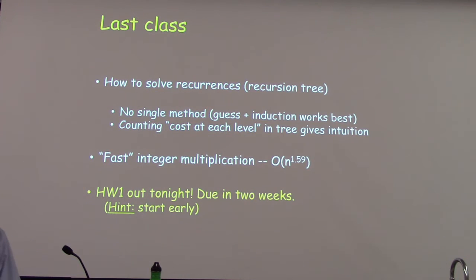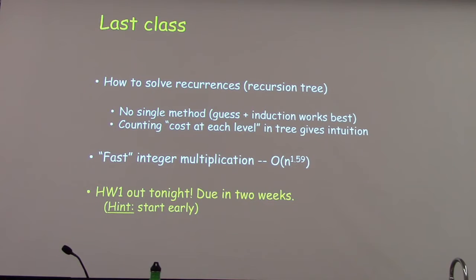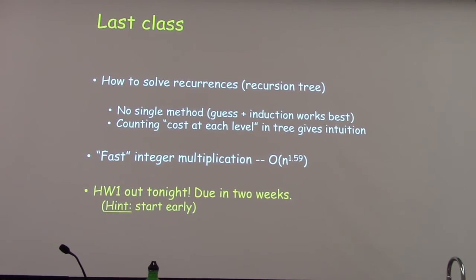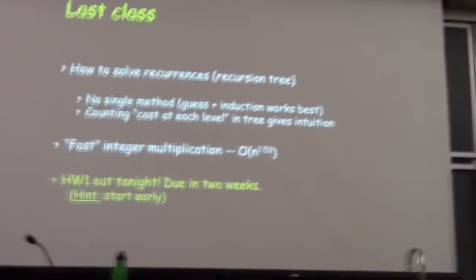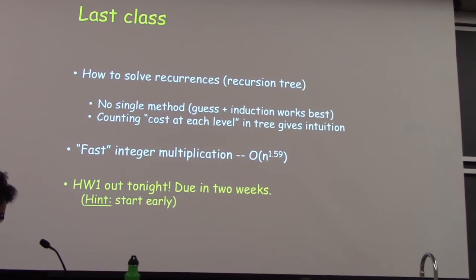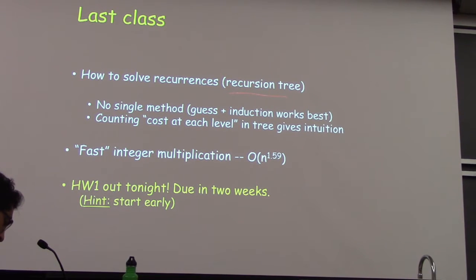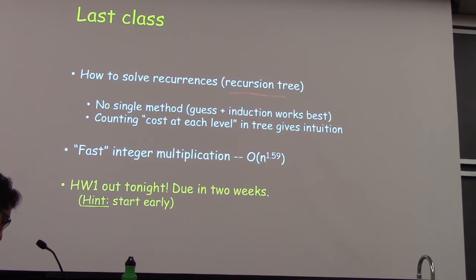So what did we see last class? The main thing we saw was how you solve recurrences. So you have an algorithm that is a recursive algorithm, and we saw how to analyze its running time. The way we did it was to construct what is called a recursion tree, and then we showed how you can unravel it to get the running time.